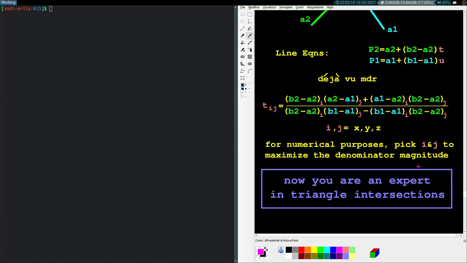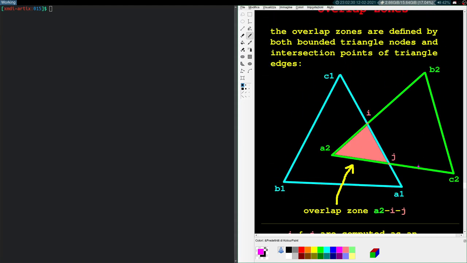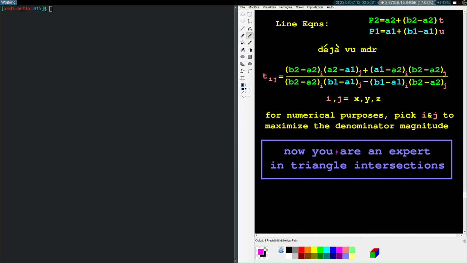And so at this point, you're pretty much an expert in intersections of triangles. And that's the entire masterclass on intersections. But there's one last thing that we have to talk about. Because if you recall, we have this point set here, I, J, and A2. And when you have only three, it's not a problem. But when you have four, five, six, how do you know that these points are in the correct order? Because the order matters when you're talking about the polygon, right?